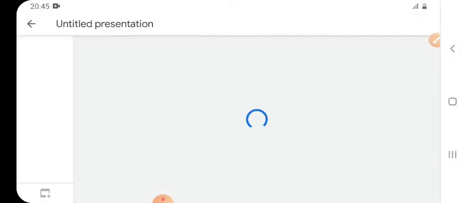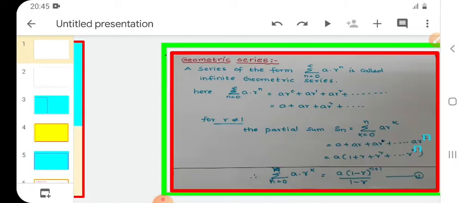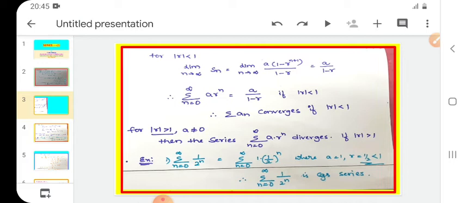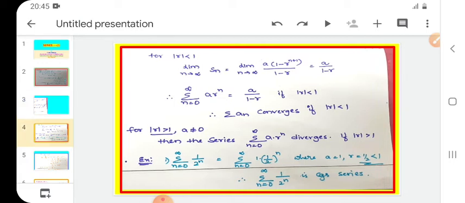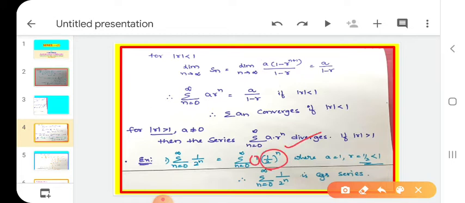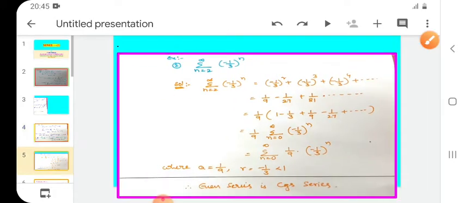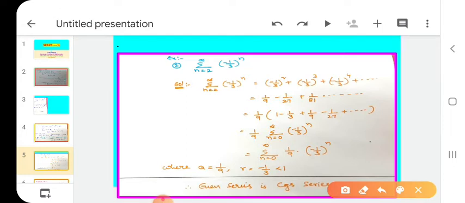See here. In the first example, we write 1 into 1 by 2 whole power n and compare the r value. If it is less than 1, we write convergence. But here also the same. Here also we write 1 into minus 1 by 3 whole power n, where r equals minus 1 by 3, which is less than 1, so it is convergent.